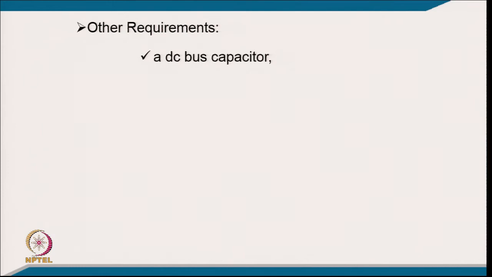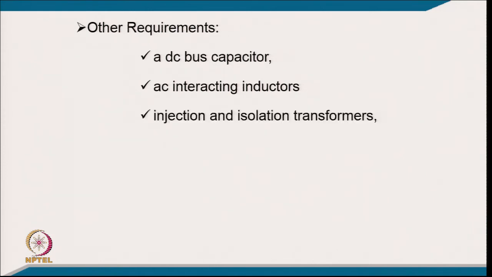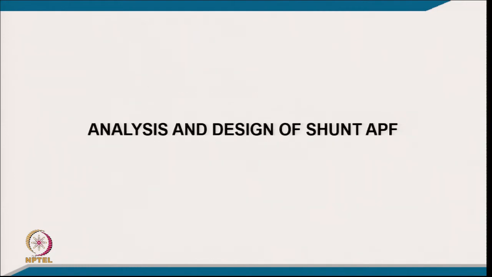The other requirement is a DC bus capacitor. To sustain the DC bus, you require interfacing inductors between your supply voltage and the pulsating voltage generated by the voltage source converter, and an injection and isolation transformer, if you really require isolation. You also require a small passive filter at the point of common coupling to improve the voltage profile. Otherwise, high frequency ripple will be there because you do not know the source impedance, but you cannot increase the inductance of the filter quite large.